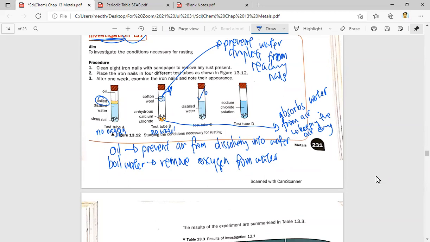Test tube C, you realize it's distilled water, there's no covering here. So this one, tick, got oxygen, got water. So obviously test tube C, you know it will surely rust. Test tube D, there's no oil, nothing, never boiled, so you know, tick, got oxygen. Obviously, this is a solution, so tick, there's water. Lastly, sodium chloride is a salt. Wow, add salt some more. What's the thing about salt is that salt actually speeds up rusting. That's one thing I need you to take note of. I have one star here: salt actually speeds up rusting.